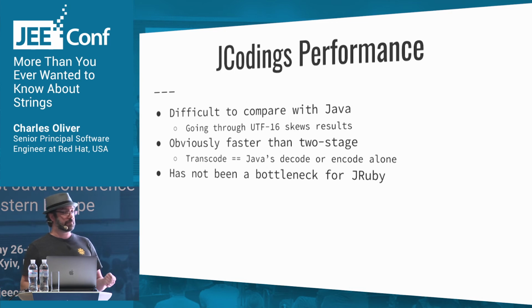Okay, so performance. This is difficult to compare with Java because Java has so much extra overhead and so many additional steps to do this dealing with character data. But in general, we should be about as fast to do a full transcoding change as just one half of the Java side, the decode or the encode back out to bytes. In general, this hasn't been a bottleneck for JRuby. So if you're dealing with a lot of character data and different encodings, you probably can get a serious performance improvement by passing it through JCodings rather than passing it through Java strings.